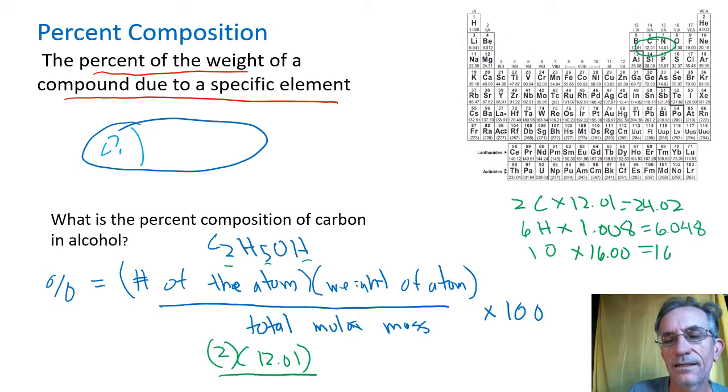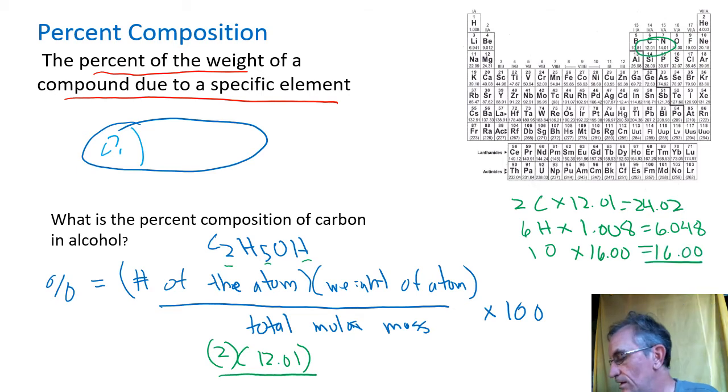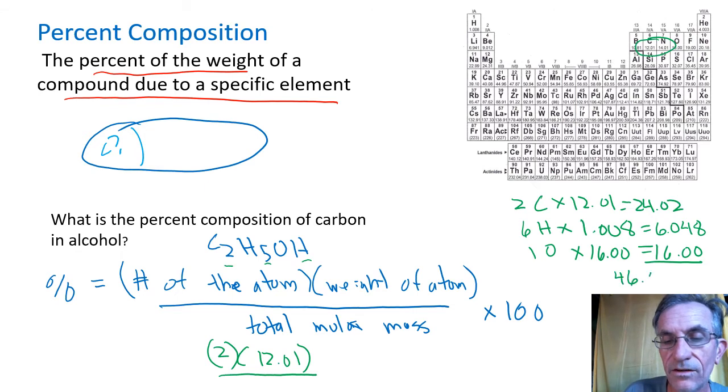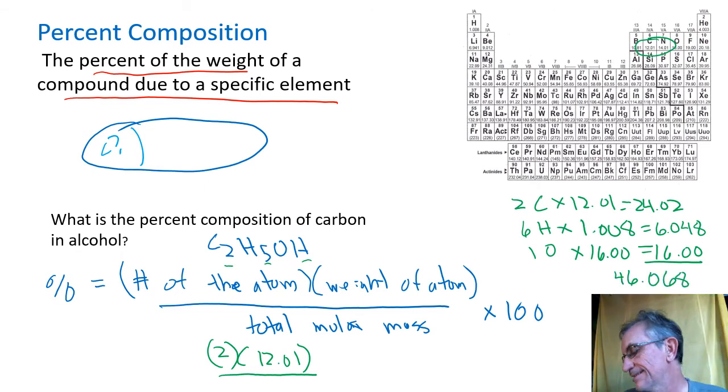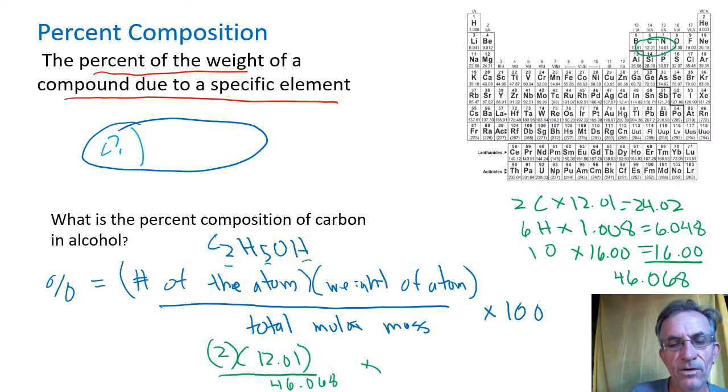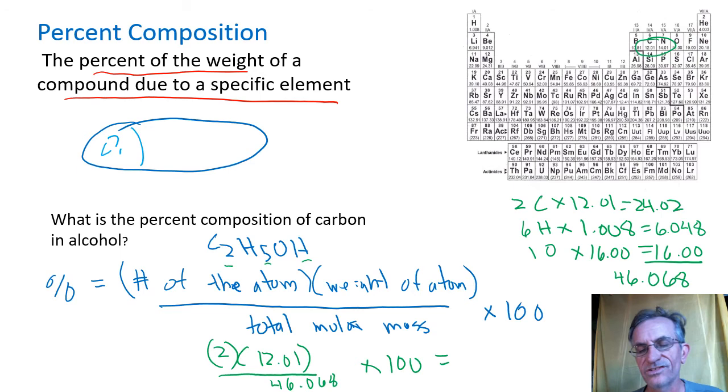And then if you add it all together, for alcohol, it adds up to 46.068. You could say grams per mole if you want. I'm leaving out the units because I don't have a lot of room here. That would be the weight of all the atoms together, 46.068. And then we multiply it times 100 to make it a percent.